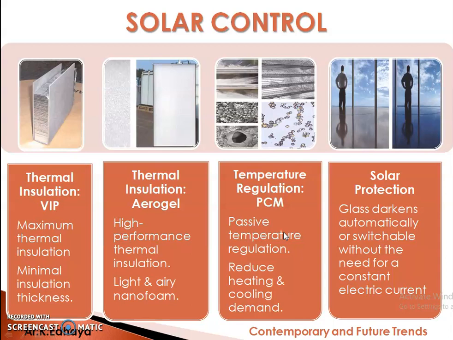Next is solar protection. Solar protection again is going to be helpful for glasses. Here the glass gets darkened automatically, and there is no need for a constant electric current to make this happen. So glass is going to be the future. If that is going to be the case, then this kind of solar protection has to be used, so that the amount of heat that is going to enter into your space is going to get reduced.